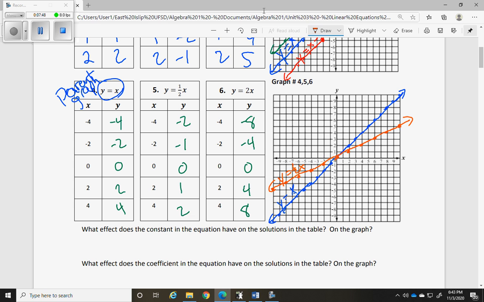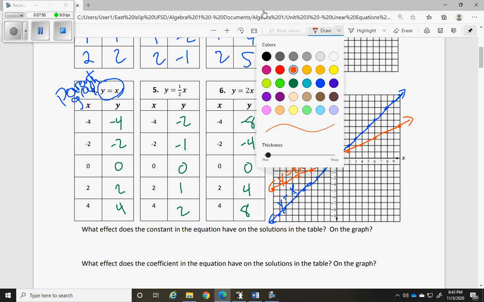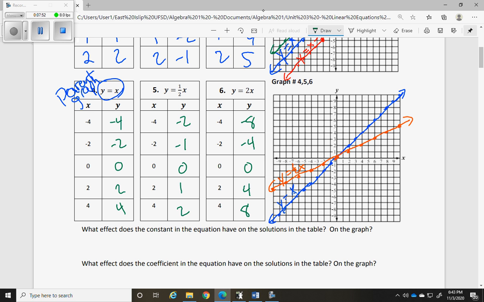And number 6. The points are (-4, -8), (-2, -4), (0, 0), (2, 4), and (4, 8). So none of these lines were parallel.